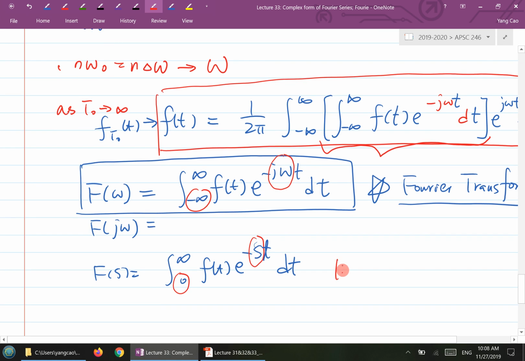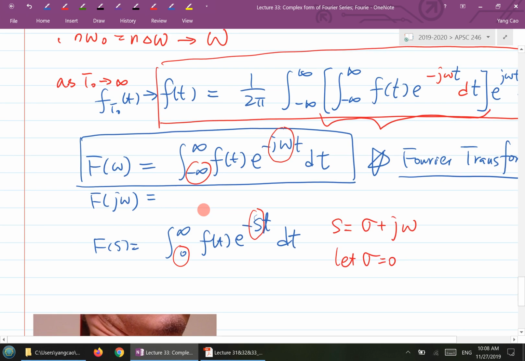If I remember what the s is. S is sigma plus j omega. It's a complex number. So I could let sigma equal to 0. Then also at the same time, relax the limit from 0 to infinite to negative infinite to positive infinite. Then we get the Fourier transform, basically.